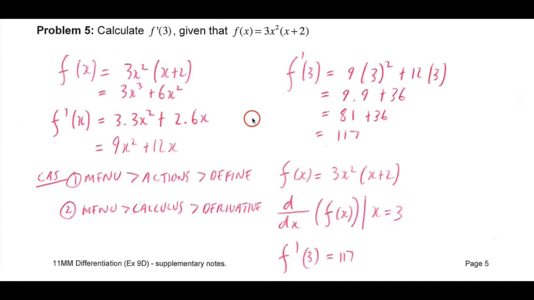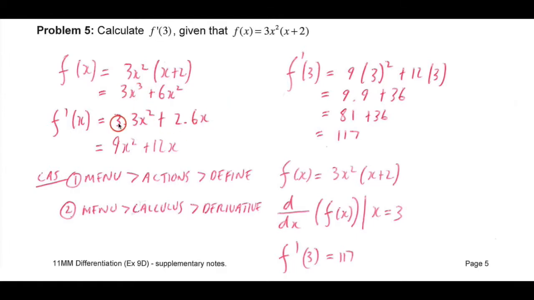5. Calculate f prime of 3 given that f of x equals 3x squared multiplied by x plus 2. Looking first of all by doing this by hand, here's the original function. And my first job is to expand the original function. So I'm multiplying the 3x squared through x plus 2. So I come up with this when it's expanded.